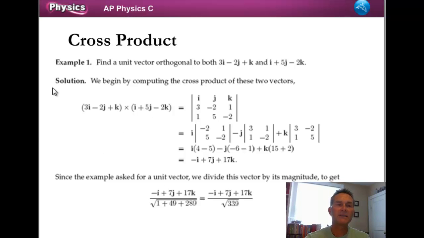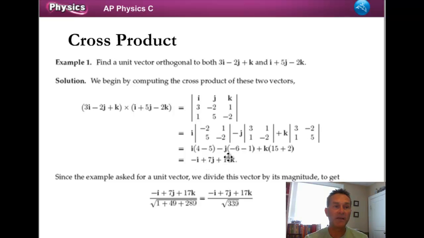Okay. In this example, I want to find a unit vector that is orthogonal to 3i, 2j, k, and i plus 5j minus 2k. So what we're going to do here, we're going to begin by doing the cross product of the two vectors. So again, I set up my matrix, my i, j, and k. I put my coefficients in. And this is very similar to what I did in my video. Go ahead and calculate what the determinant would be using these values here. And I get minus i plus 7j plus 7k.